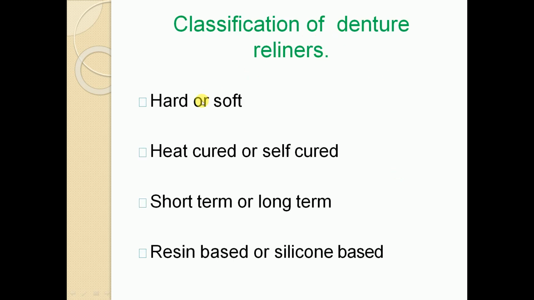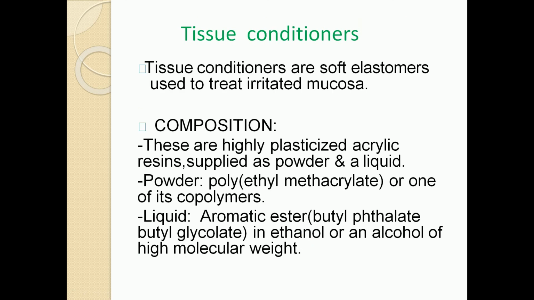Classification of denture liners: hard or soft, heat cured or self cured, short term or long term, resin based or silicone based. Coming on to the tissue conditioners. Tissue conditioners are soft elastomers used to treat irritated mucosa. Composition: these are highly plasticized acrylic resins supplied as a powder and liquid. The powder contains polyethyl methacrylate or one of its copolymers. The liquid contains aromatic esters, butyl phthalate, butyl glycolate, and ethanol or an alcohol of high molecular weight.